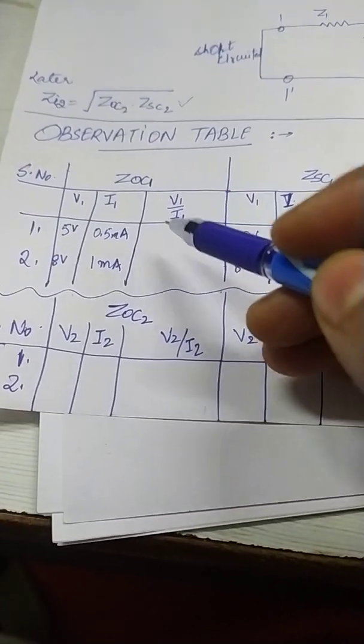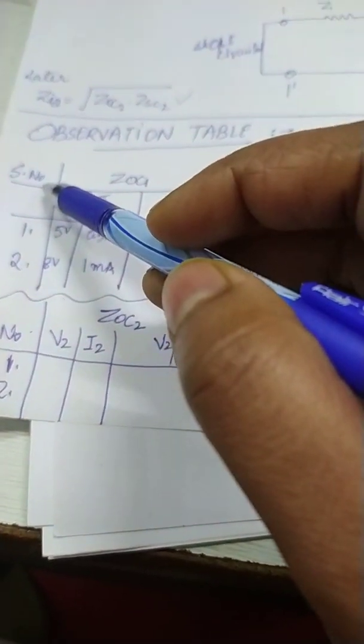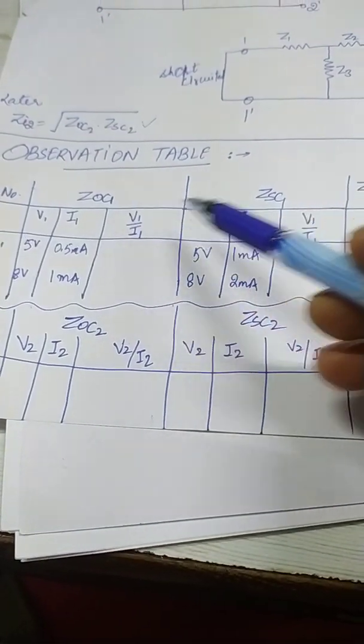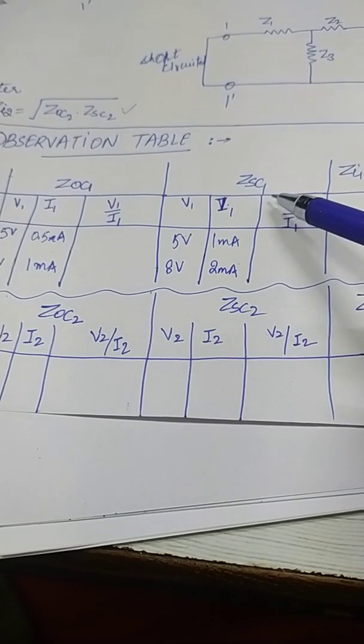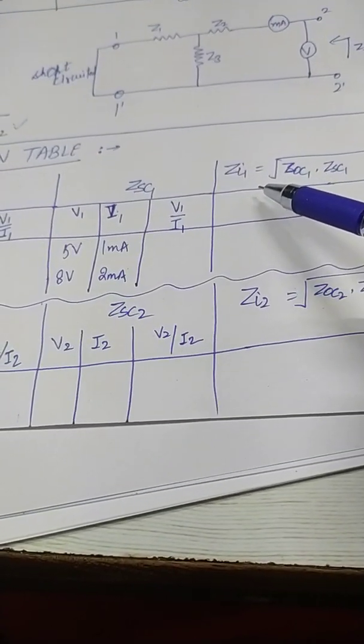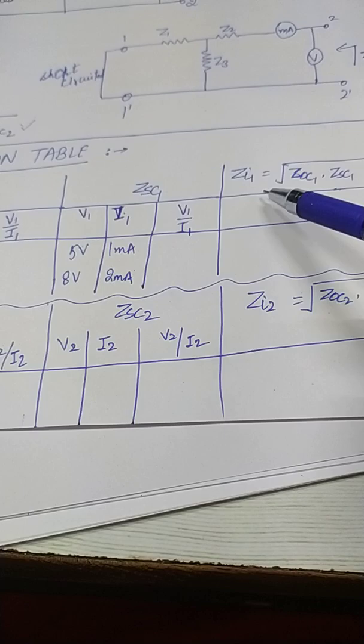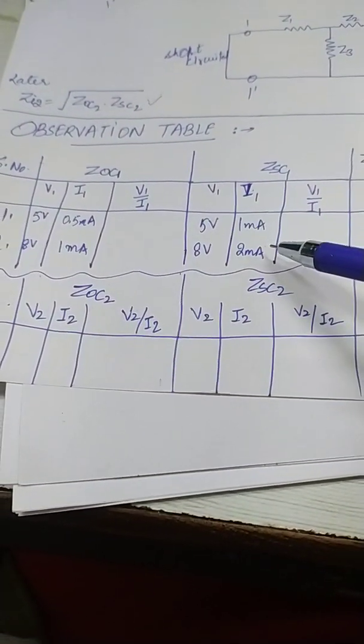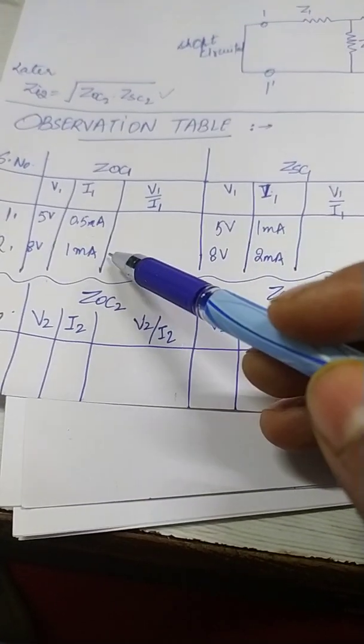This is the observation table you have to draw: the open circuit impedance calculated at the input terminals, the short circuit impedance calculated at the input terminals, and the final image impedance calculated at the input terminals. These readings we will verify over here. That is how we are going to get these values.